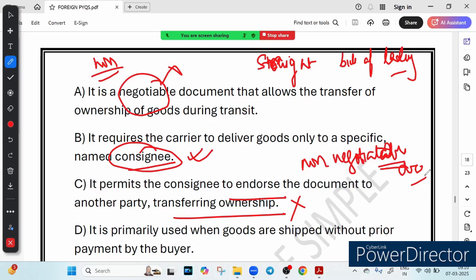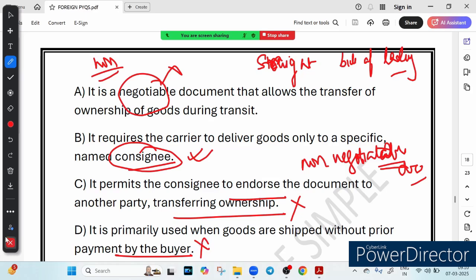to transfer ownership. Now option number D, it is primarily used when goods are shipped without prior payment by the buyer. This option is also incorrect, because straight bills of lading are typically used when payment has been made in advance, not when goods are shipped without prior payment. That is more common in scenarios where payment terms are secured, right? So the correct answer to this question is option number B.